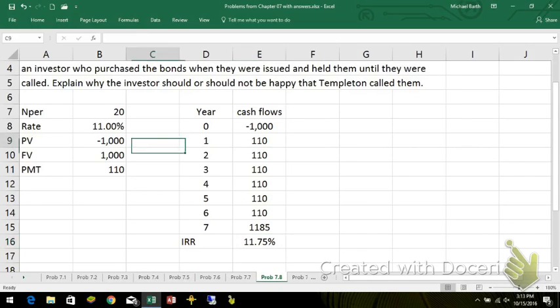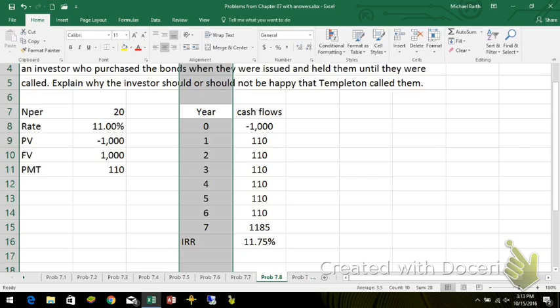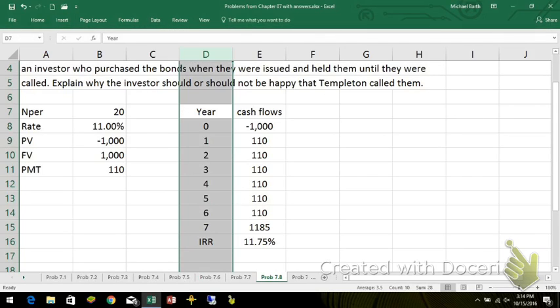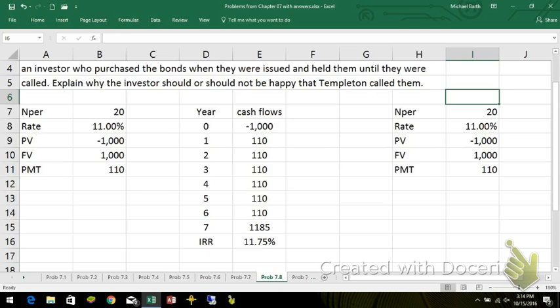Wow, happy investor, right? Well, remember what I said, the only time that a company's going to call bonds is when it screws the investor. So did they just do it wrong? When the bonds were issued, the interest rate was 11%. Because the bonds have been called, the assumption is that interest rates have come down. Let's look at a comparable non-callable bond.